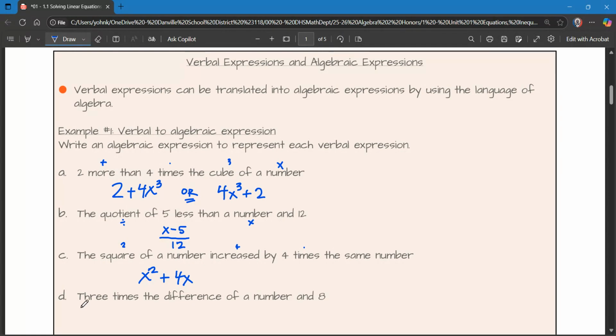Letter D, 3 times the difference of a number and 8. So times is multiplication. Now when it says "the difference of" with "times" in front, that's going to tell you to use multiplication or parentheses. So we're going to do 3 times, and in parentheses we're going to put the difference of a number and 8.